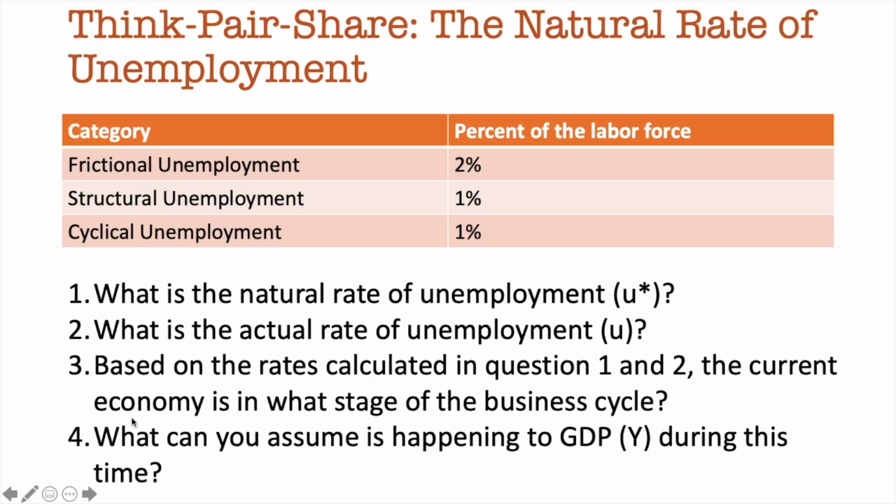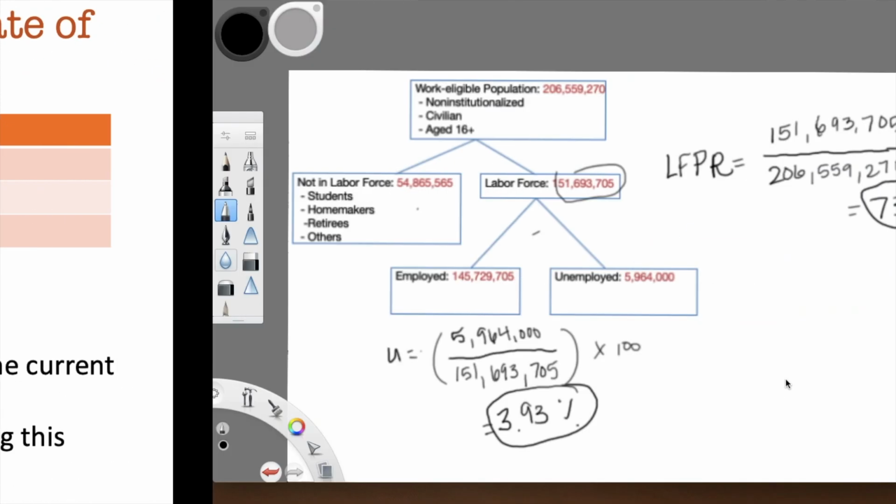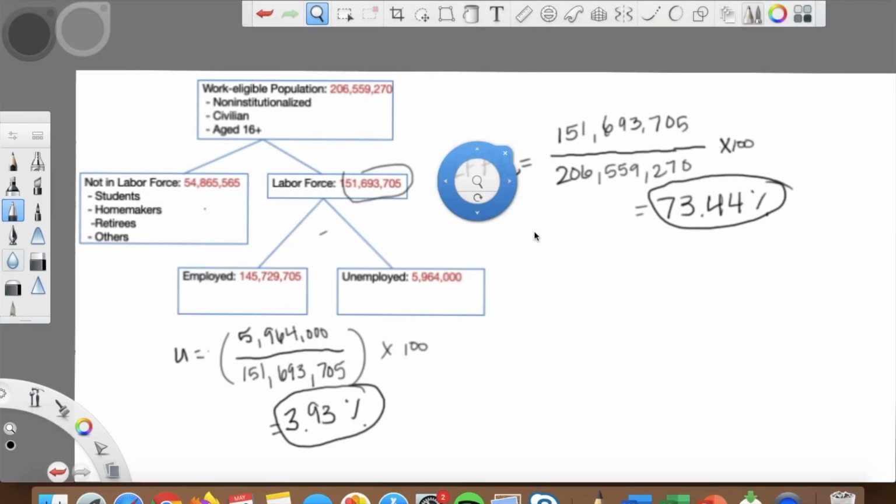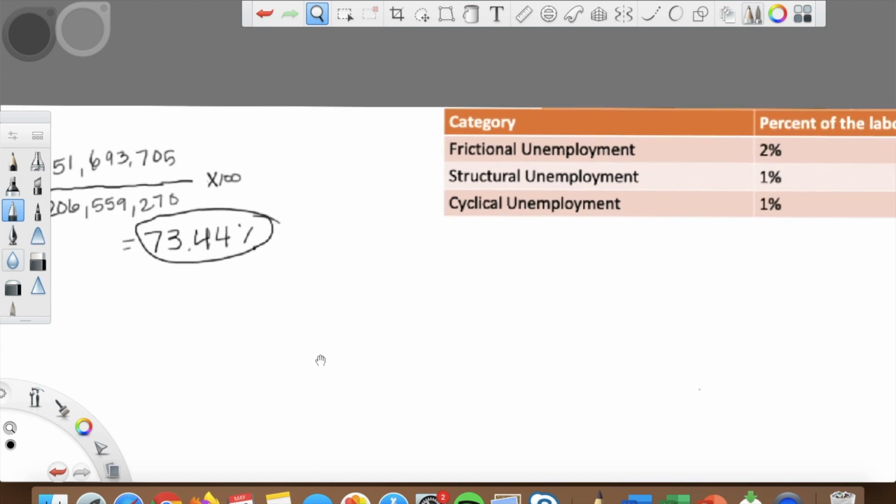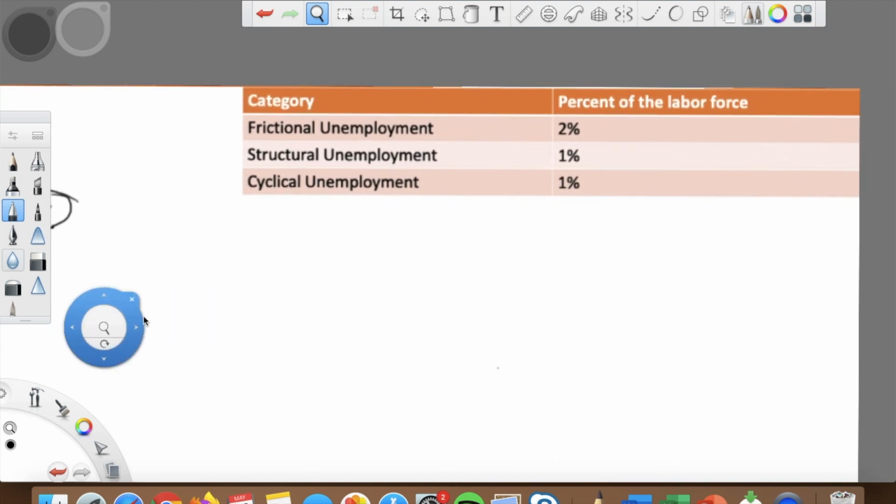So we're going to do one last set of problems based on this equation. So we are going to calculate the natural rate of unemployment, the actual rate of unemployment, and then use that unemployment information to tell us something about the economy. What stage of the business cycle are we in, and what is true about GDP. So I am going to move over here to my last table. Perfect. So this is our frictional unemployment in the economy is 2%. I've got 1% structural unemployment and 1% cyclical unemployment.